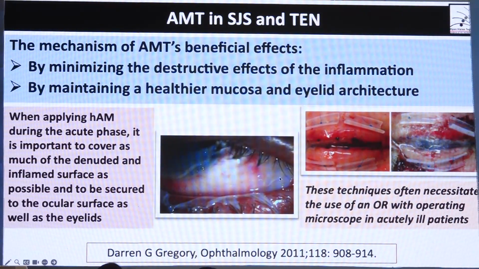The mechanism of AMT's beneficial effects is by minimizing the destructive effects of inflammation, by maintaining a healthier mucosa and eyelid structure. And while applying HAM during the acute phase, it is important to cover as much as possible, as I mentioned. And these techniques often necessitate the use of the operating room or microscope. So even if you don't have these facilities, then you can just put it this way only.